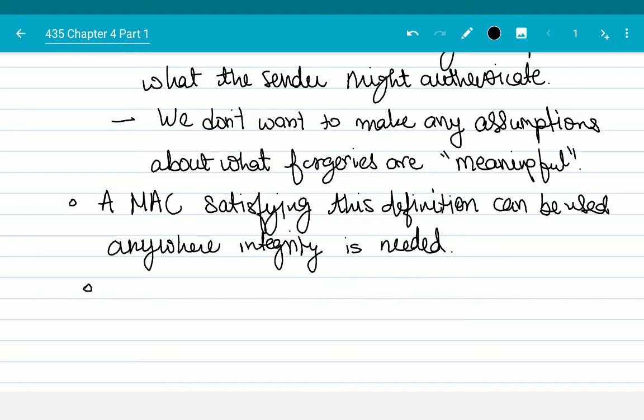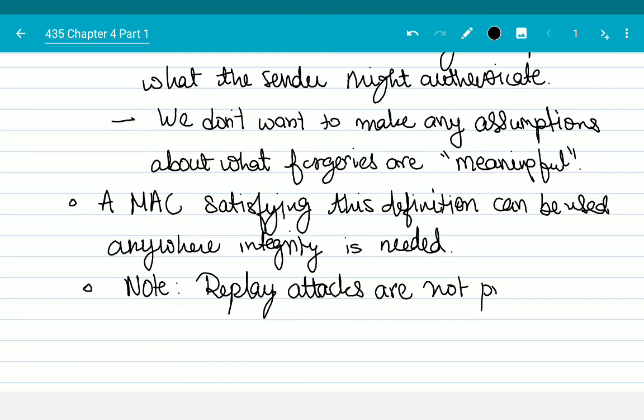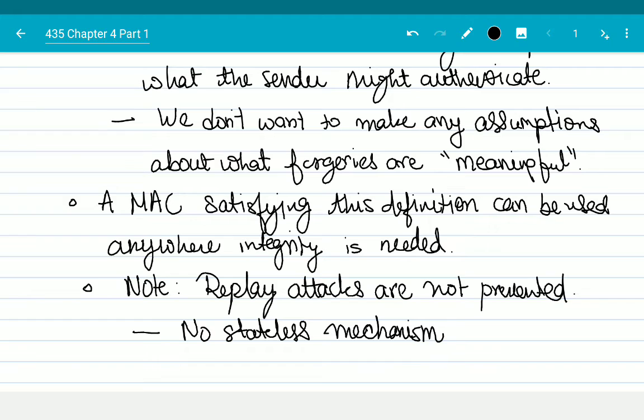One thing to note is this system does not include replay attacks. Replay attacks are not prevented. In fact, no stateless mechanism can prevent this.